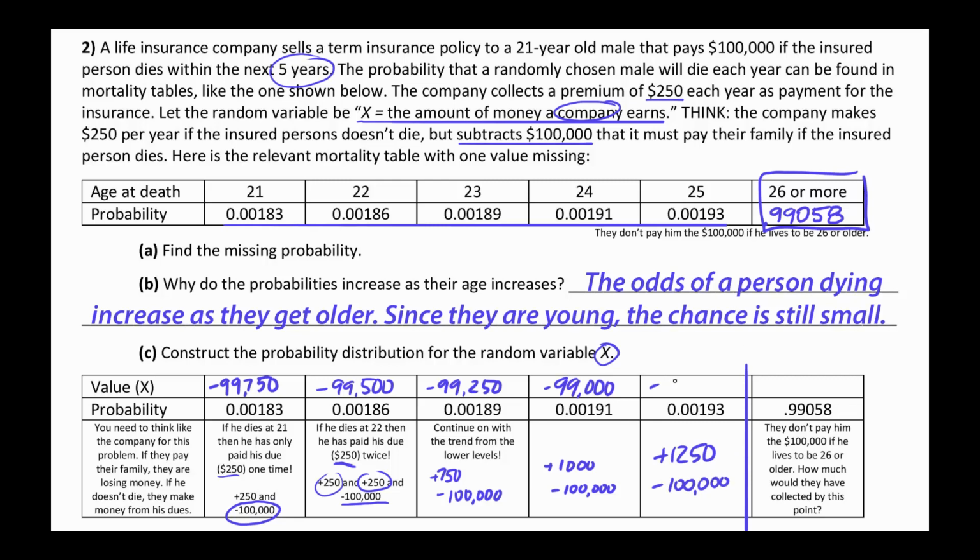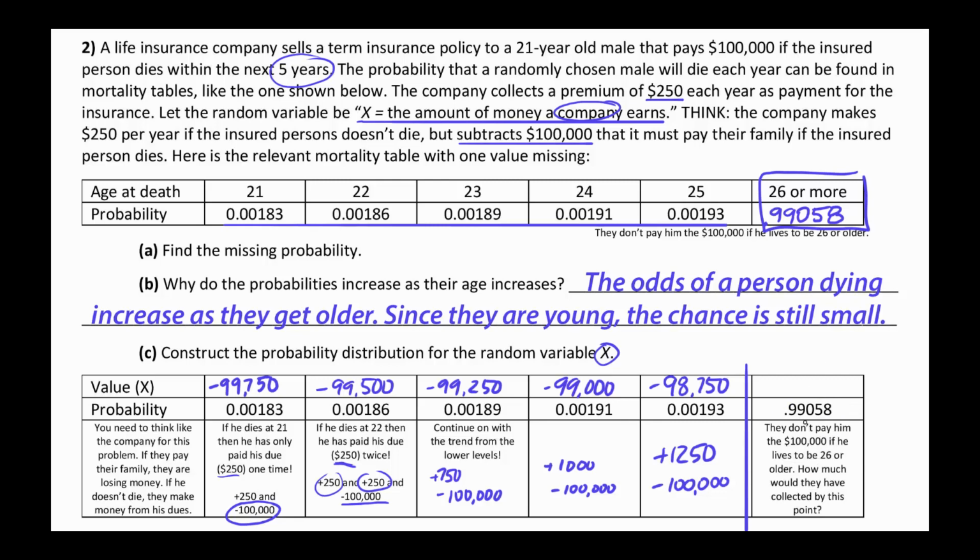So that is negative $98,750. So the company is losing money if these people die within 5 years. But a majority of people don't die within 5 years. In fact, 99% of them live to be 26 or older.